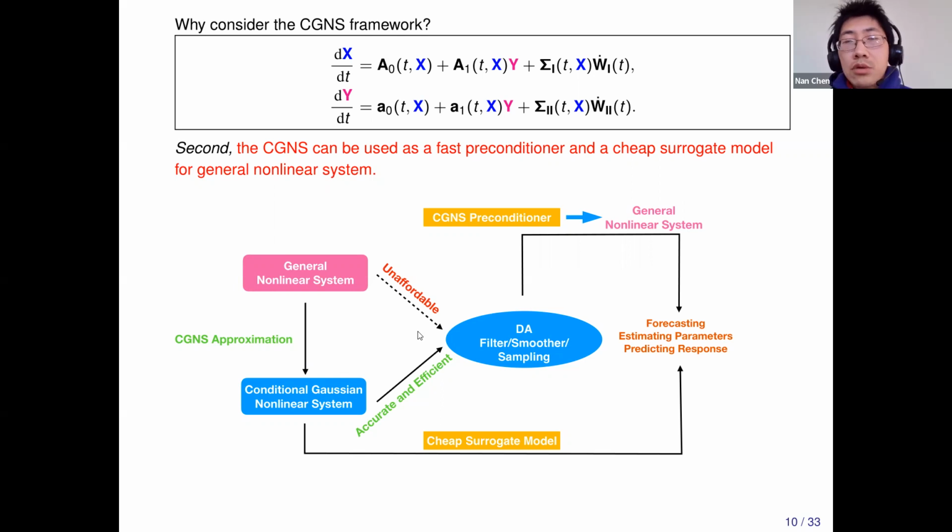But if we care about some intrinsic features of the original system, say if we want to study some feedbacks, or if we want to estimate the parameters in the original system, then we can still use this conditional Gaussian system as a preconditioner. So, for example, we can try to use a conditional Gaussian system to find some good initial conditions to do the parameter estimation. Then we only need to use the original system for like 1 or 2 steps of iterations. So it can save a lot of time for us instead of using the original system from scratch.